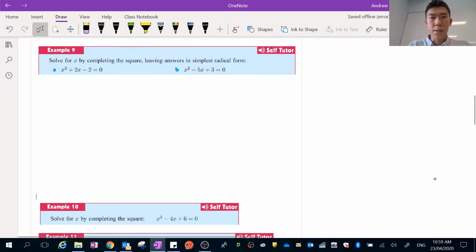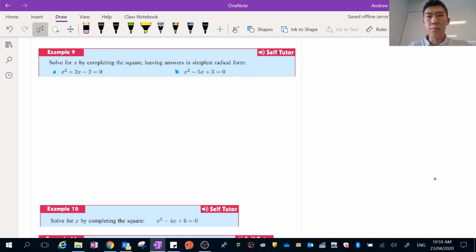Solve for x by completing the square. Leave your answers in simplest radical form. Let's begin. If you're using completing the square, it's probably easier to have one side with your x squared term and your x term, and move the constant to the other side. That's what we're going to do here. We're going to add 2 to both sides, which gives us x squared plus 2x equals 2.